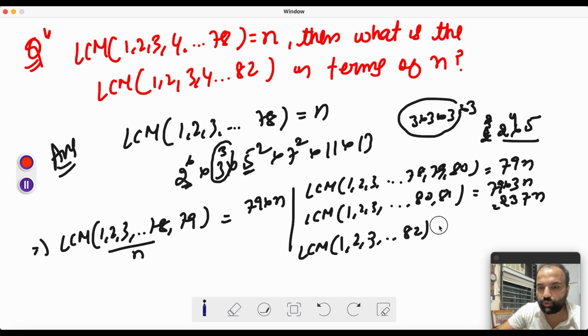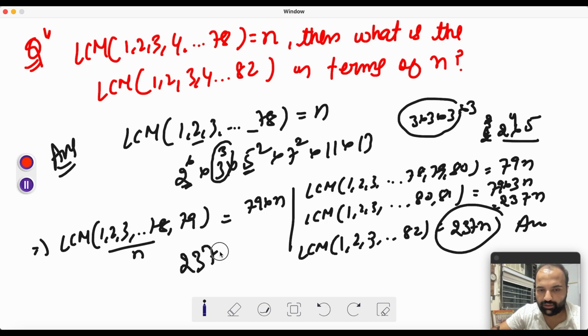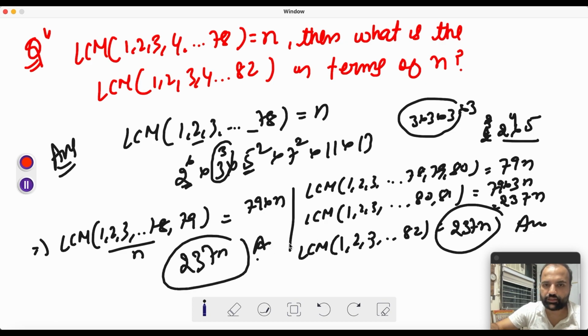Now similarly, if we go for calculating up to 82, what would it be? 82 is 2 into 41. We have already done 2, we have already done 41, so it's not going to change. So still it will be 237n. This is our answer. Okay, 237n would be our answer. Just see what has happened. I'll do another question. We'll do ample questions so that you understand every topic.